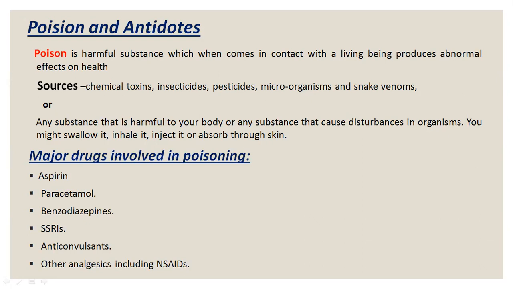Poison म्हणजे काय? Any harmful substance which comes into contact with our living organism. काय होतं मग कॉन्टॅक्ट झाल्यानंतर? They are going to produce abnormal effects on health. Abnormal म्हणजेच काय? Rather than normal, they produce an abnormal effect on your health. Sometimes it causes death also, a serious, severe effect on your body. So anything producing abnormal effects on your health is a poison, such as chemical toxins, insecticides, pesticides.